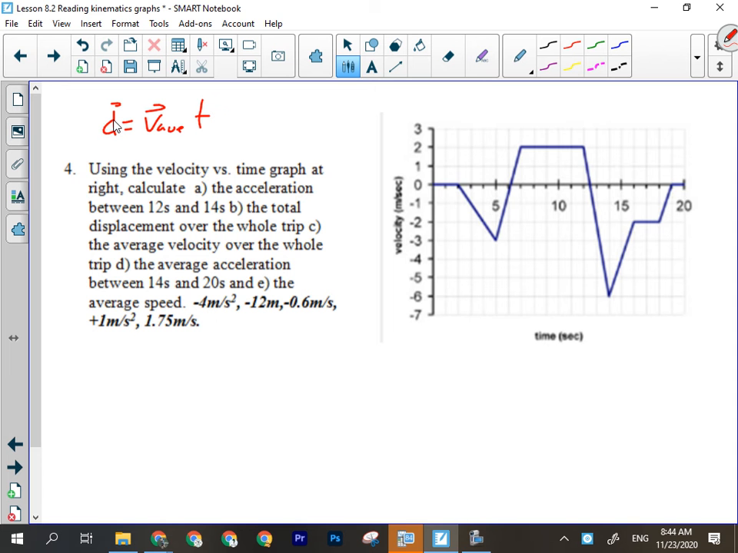If we're dealing with an area like this one, where we've got an object traveling at a constant velocity, then we just take the average velocity, which is the height of the rectangle, and multiply it by the base, and we've got our total displacement for those. All of our shapes look like this.